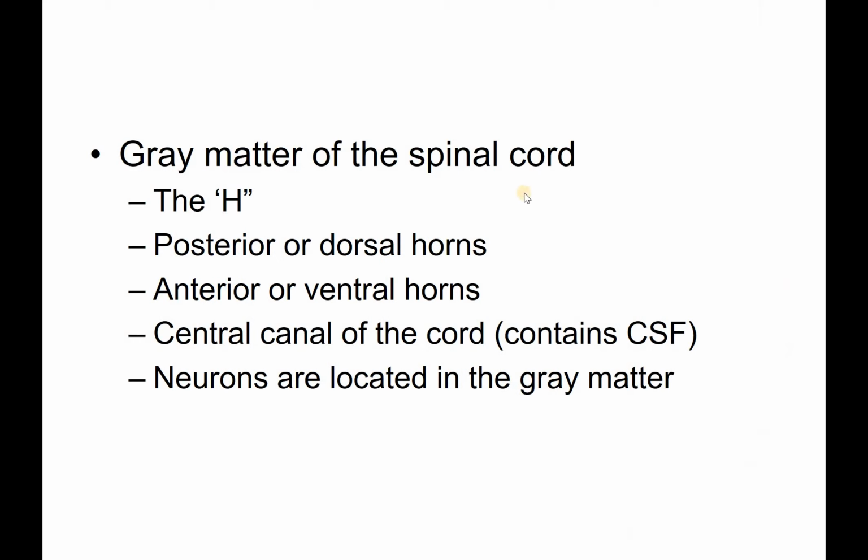Okay, the gray matter of the spinal cord, which is that classic H that's inside the cross section of the cord. We have the posterior or dorsal horns, anterior or ventral horns, the central canal of the cord, which contains the cerebrospinal fluid, and the neurons that are located within the gray matter that help with the synapses incoming. So the input into the cord will synapse in the gray matter, and the cell bodies and the neurons.